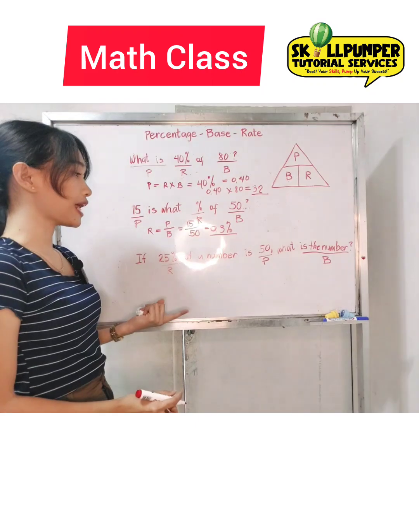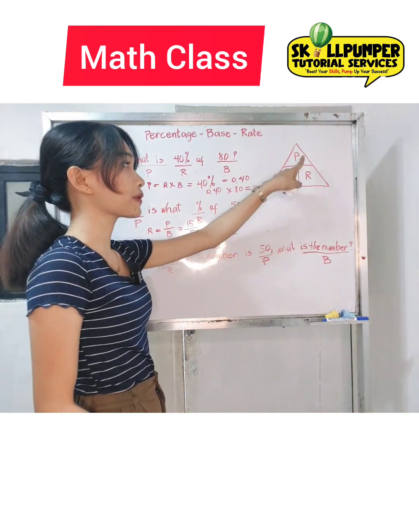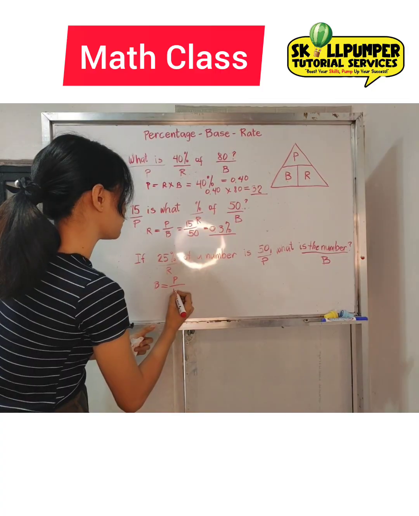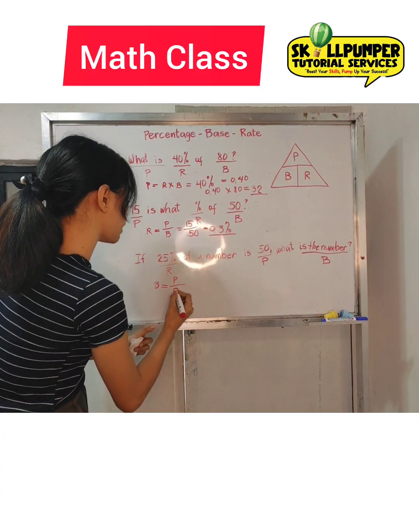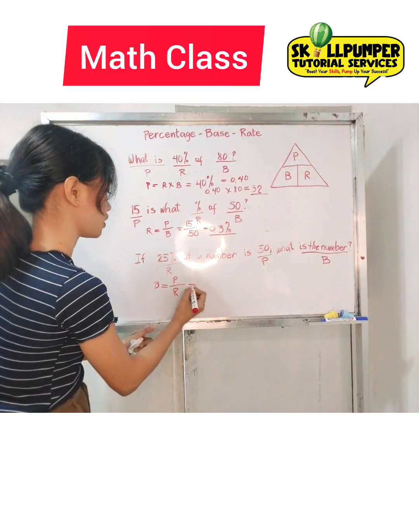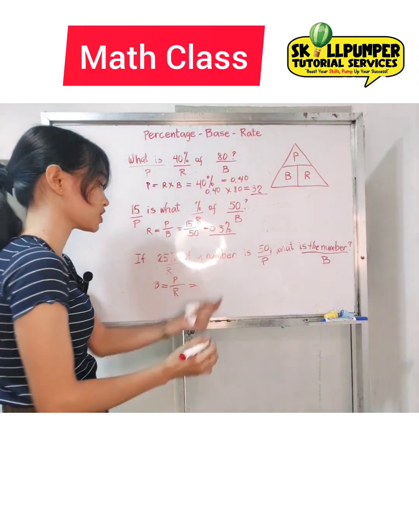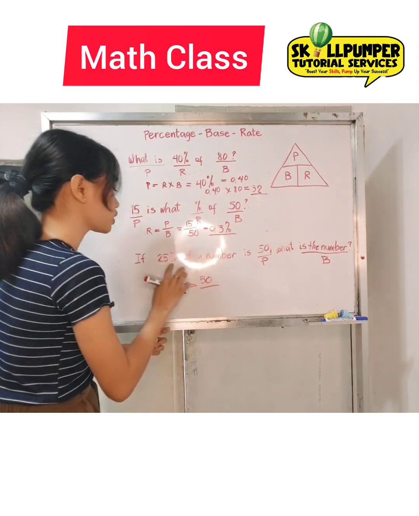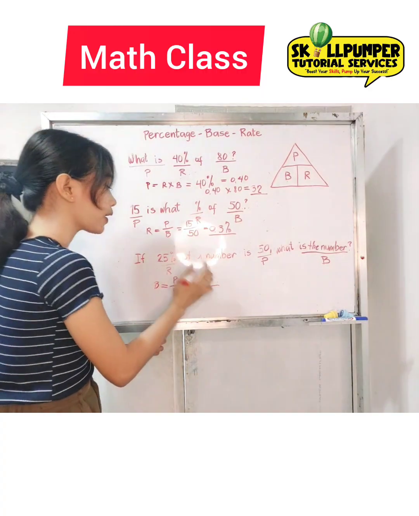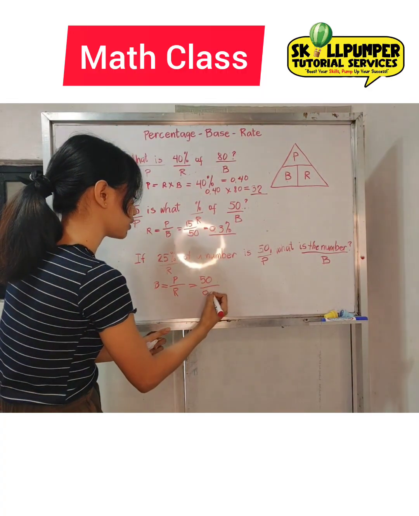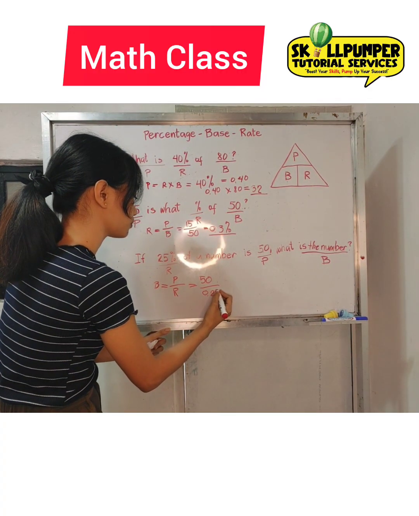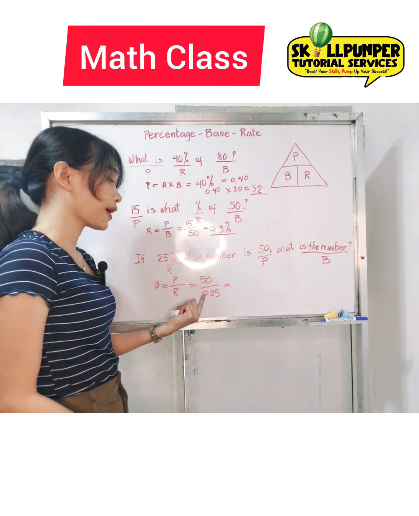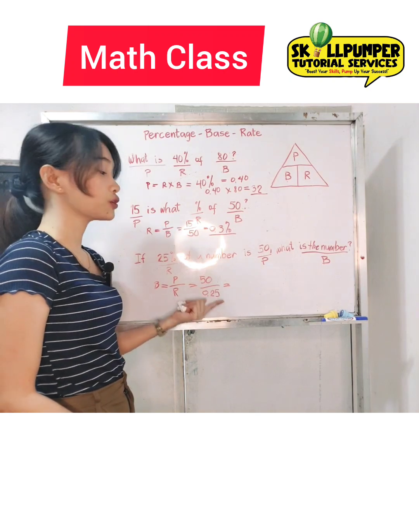So, ano ba yung formula natin for base? So, we have percentage divided by rate. So base is equal to percentage over rate. So, our percentage here is 50. And 25% or 0.25. And that is 50 divided by 0.25 is 200.